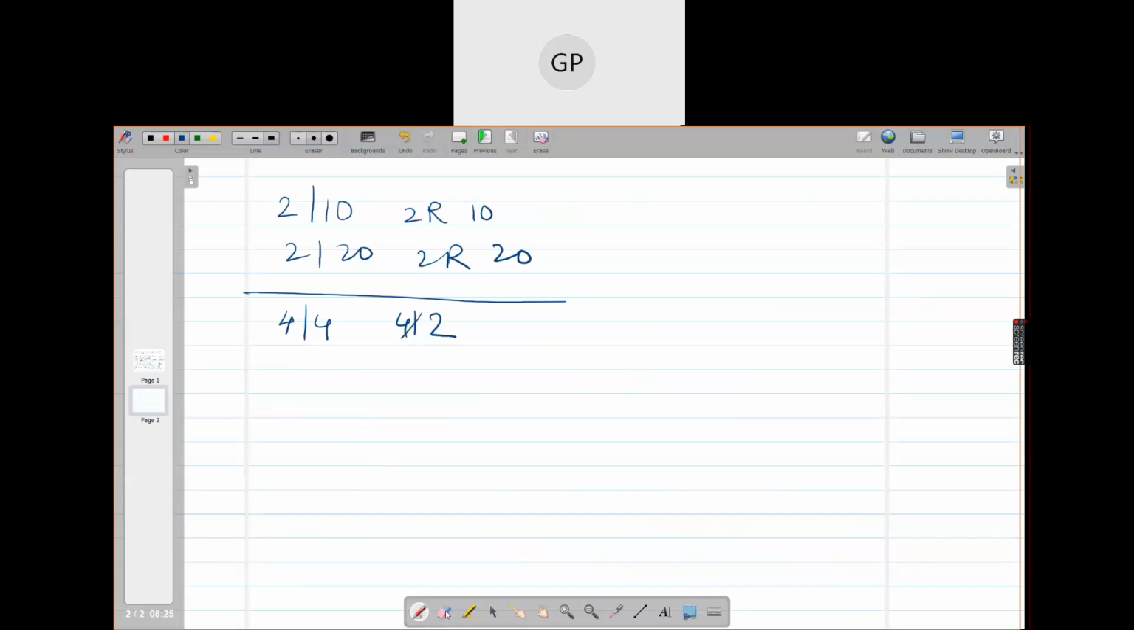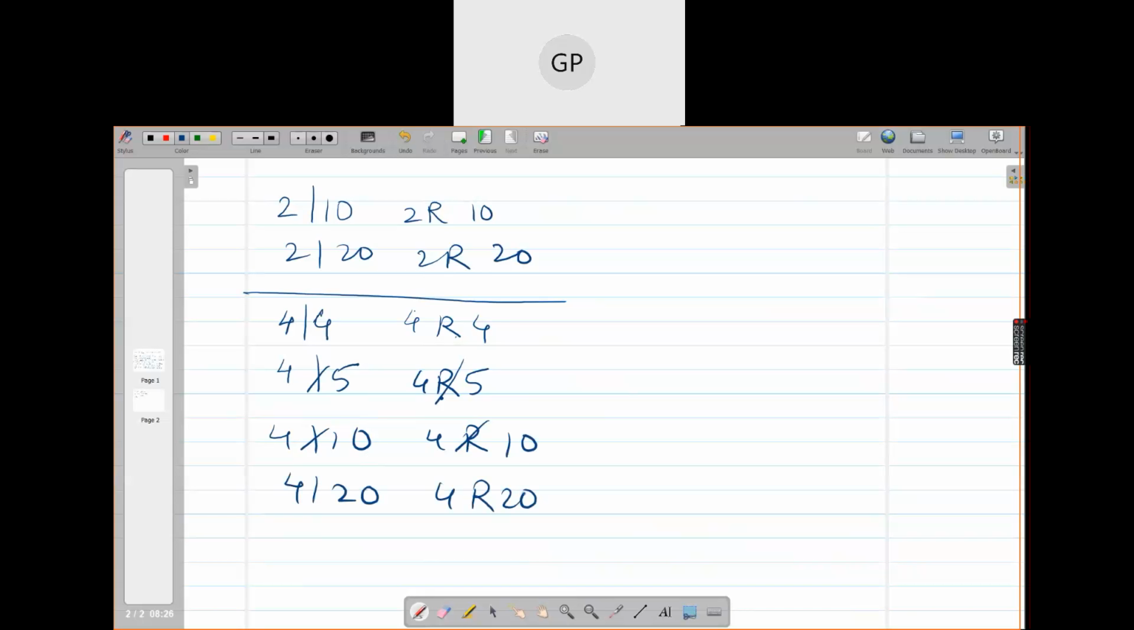This is antisymmetric relation, no? 2 divides 4, but 4 does not divide 2, right? Are you getting it? Yes, ma'am. 4 does not divide 5. So 4 and 5 are not related. 4 is related to itself. 4 does not divide 10. So 4 is not related to 10. 4 divides 20. So 4 is related to 20.